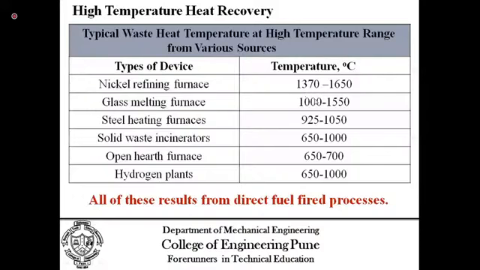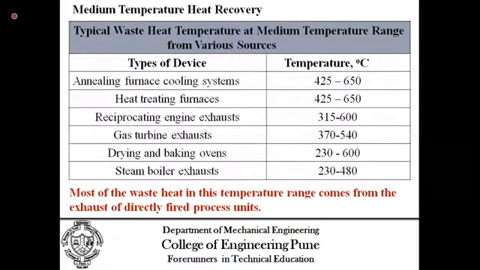And these are some of the processes where this high temperature heat is available, which is to be utilized. Medium temperature heat recovery processes are somewhere in the range of 230 degrees Celsius to 650 degrees Celsius. Whatever is available in this temperature range is called medium temperature heat, which is to be recovered. And these are some of the processes wherein you will notice that the medium temperature heat is available. The most known are the steam boiler exhaust and the gas turbine exhaust. These are the two most known processes wherein the heat is available and it can be very easily recovered.